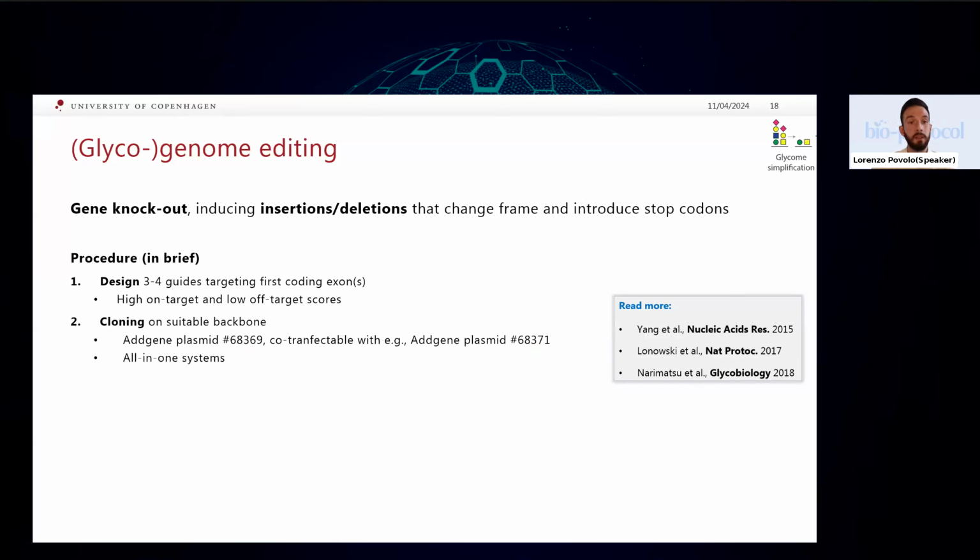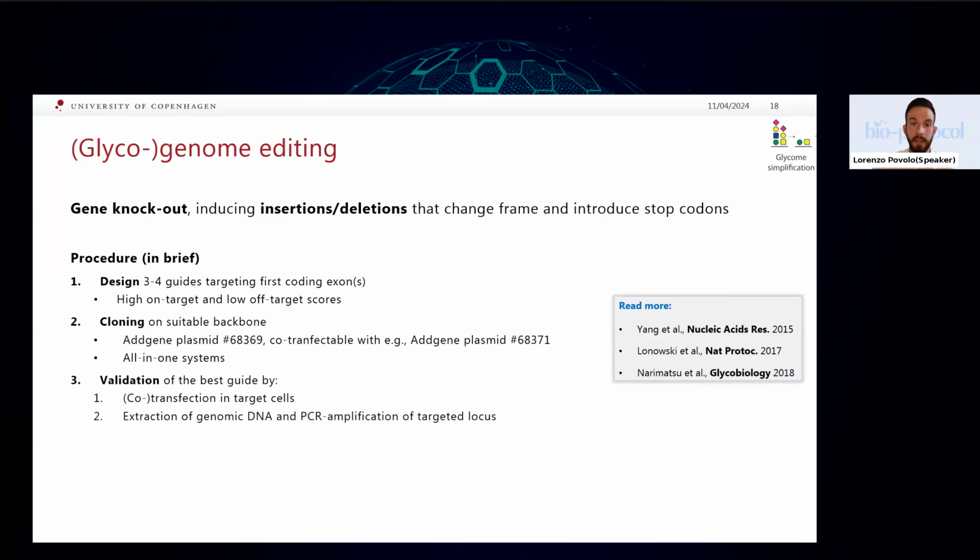as well as some other all-in-one systems developed by other laboratories. After cloning these guides, we would validate them, validate the best guide by co-transfecting it in the target cells, extracting the genomic DNA and amplifying the locus that has editing, and analyze the amplicon with a technique called indel detection by amplicon analysis, IDA.